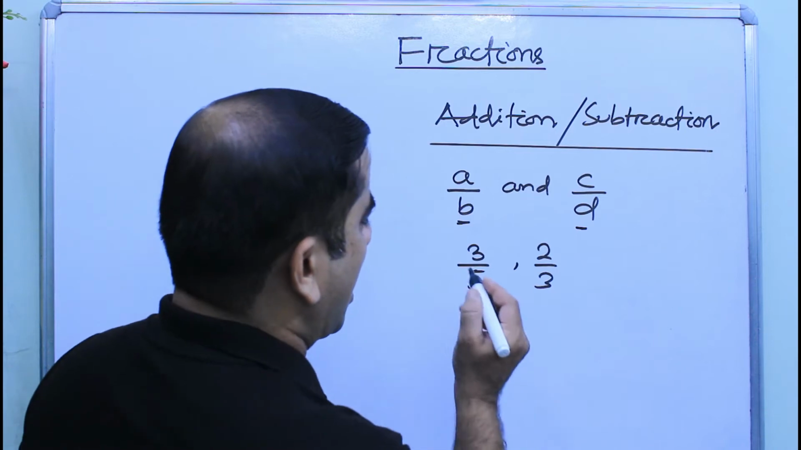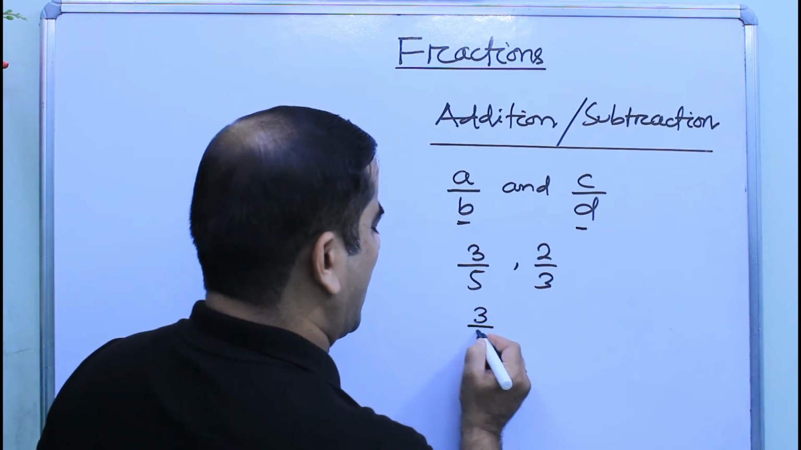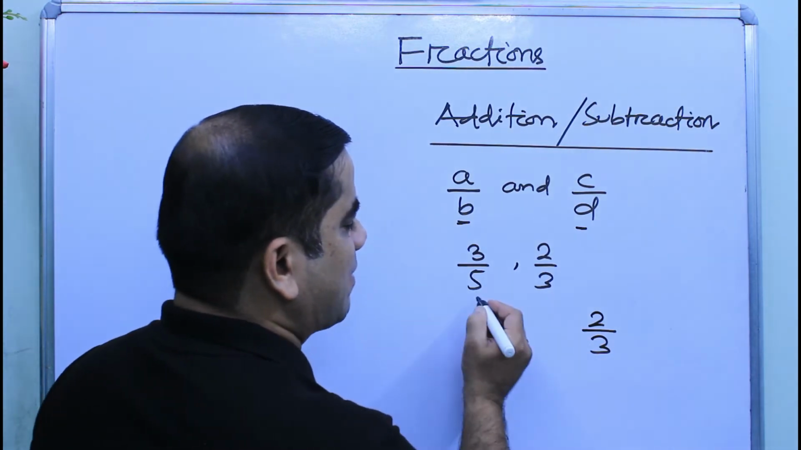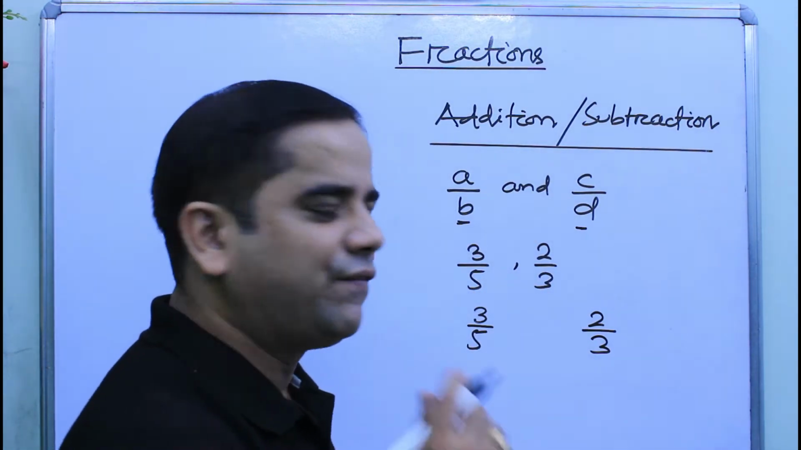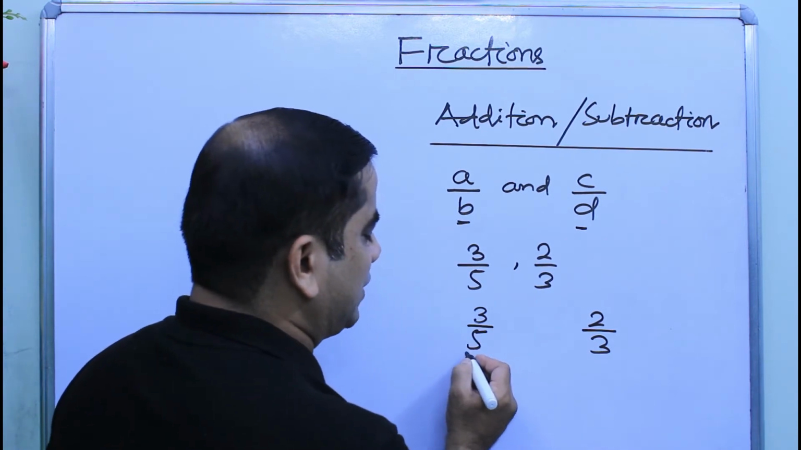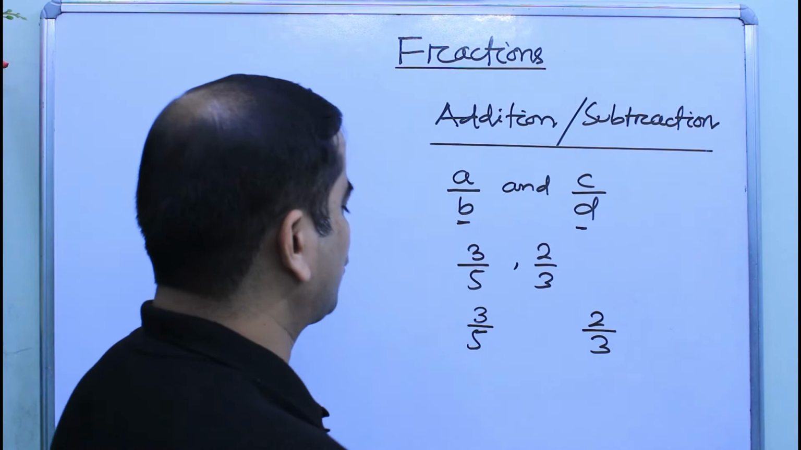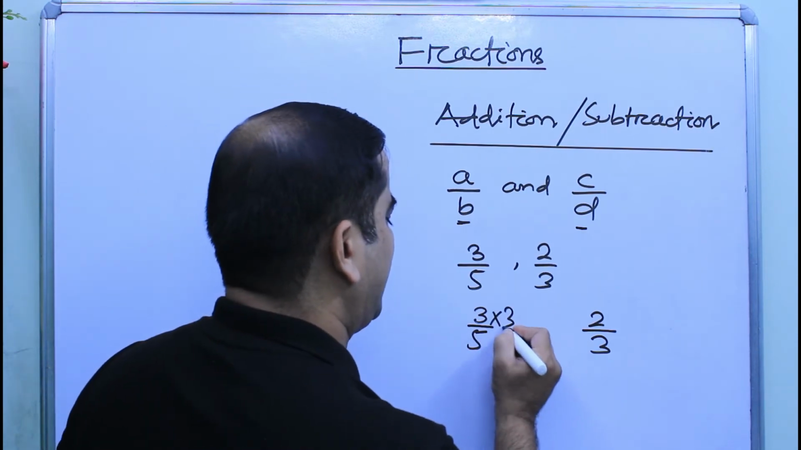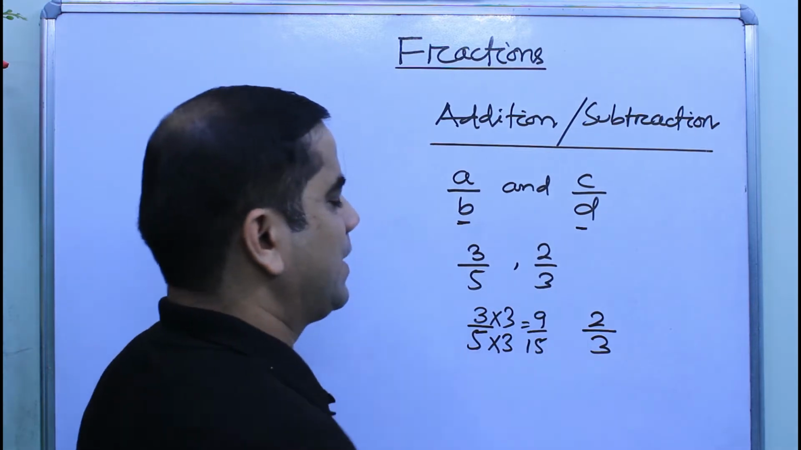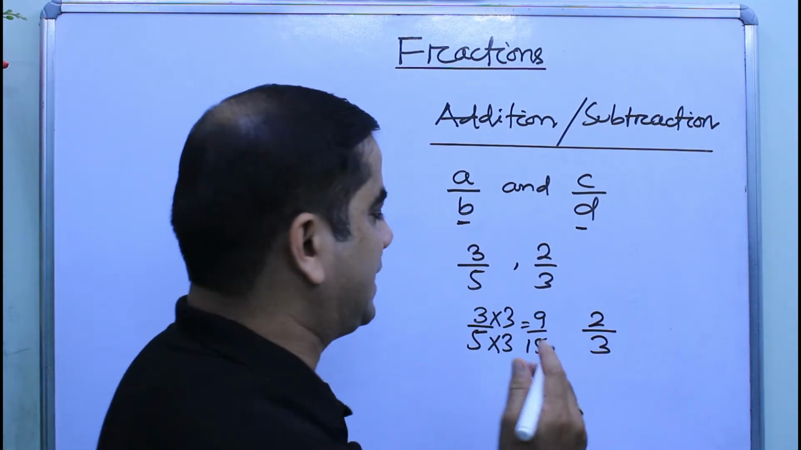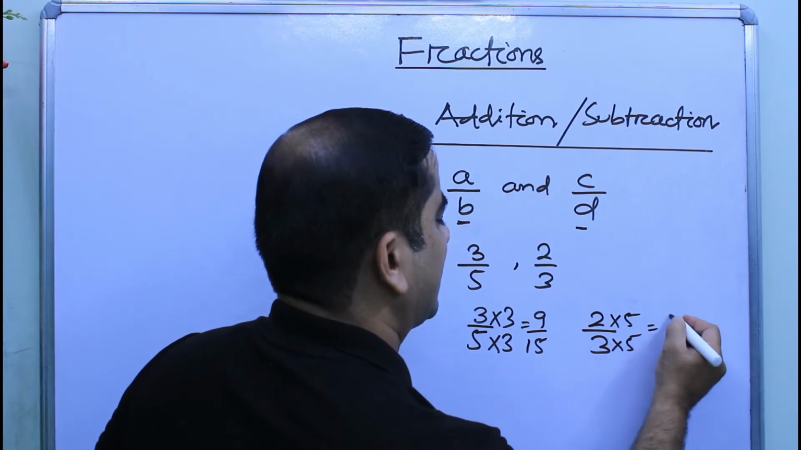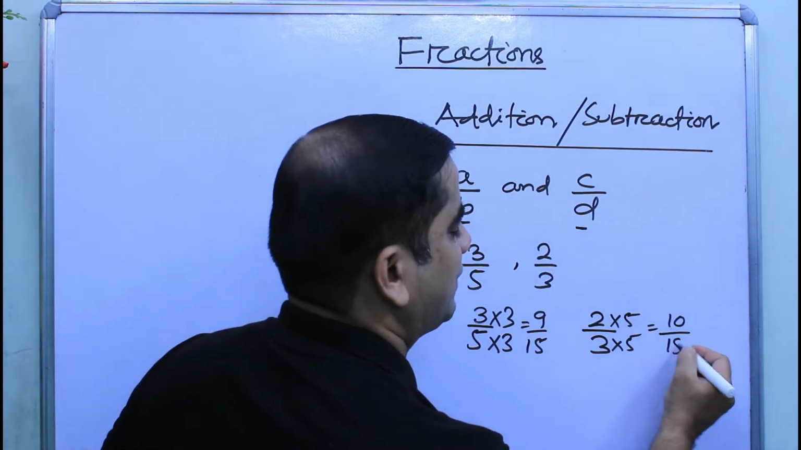Okay, so how to convert them? 3 by 5 and 2 by 3. The LCM of 5 and 3 is 15. So I need to divide 15 by the denominator 5, which gives me 3. So 3 into 3 and 5 into 3, that is 9 by 15. In the same way, if I divide 15 by 3, it gives me 5. So 2 into 5 and 3 into 5, that is 10 by 15.